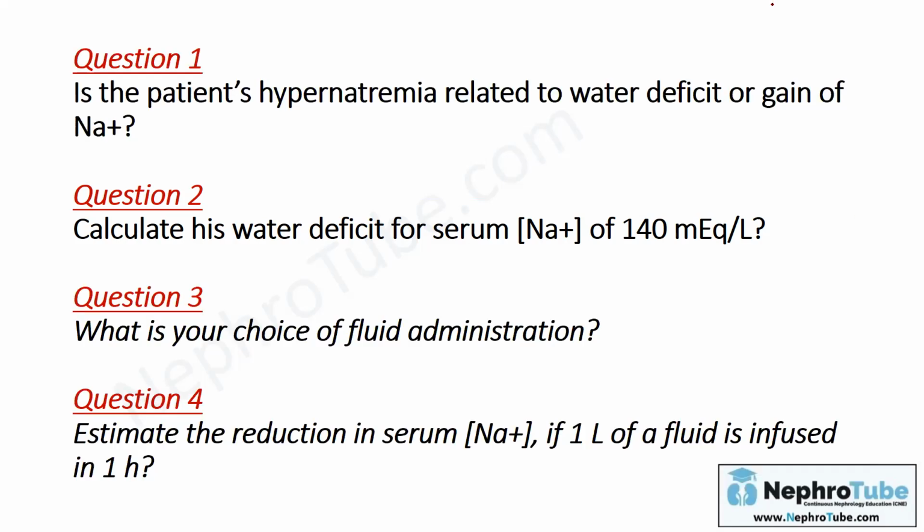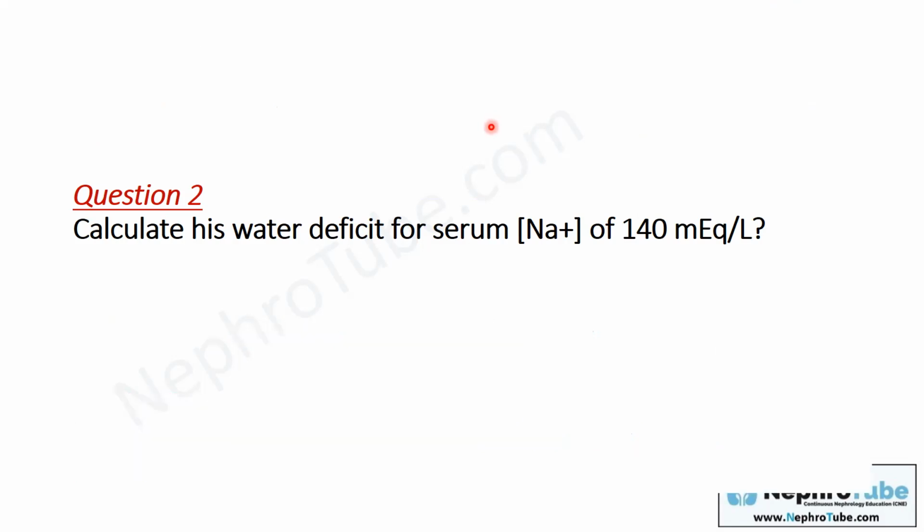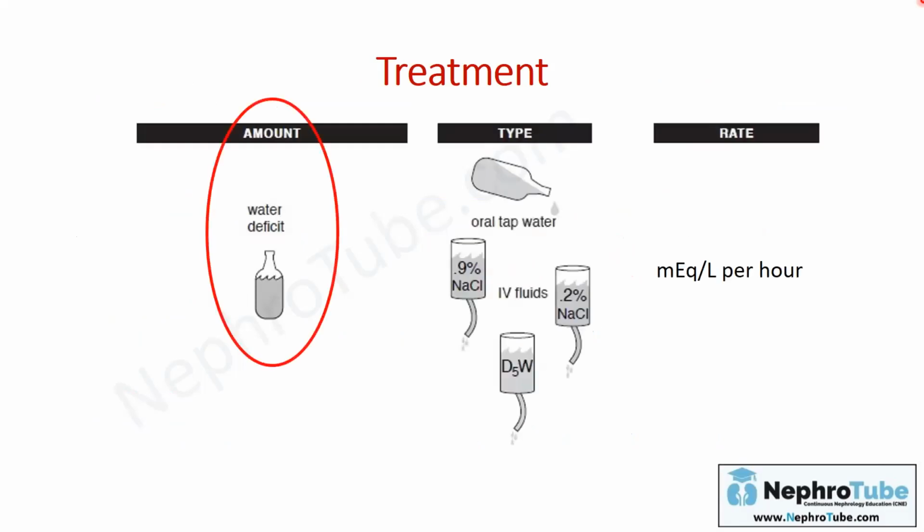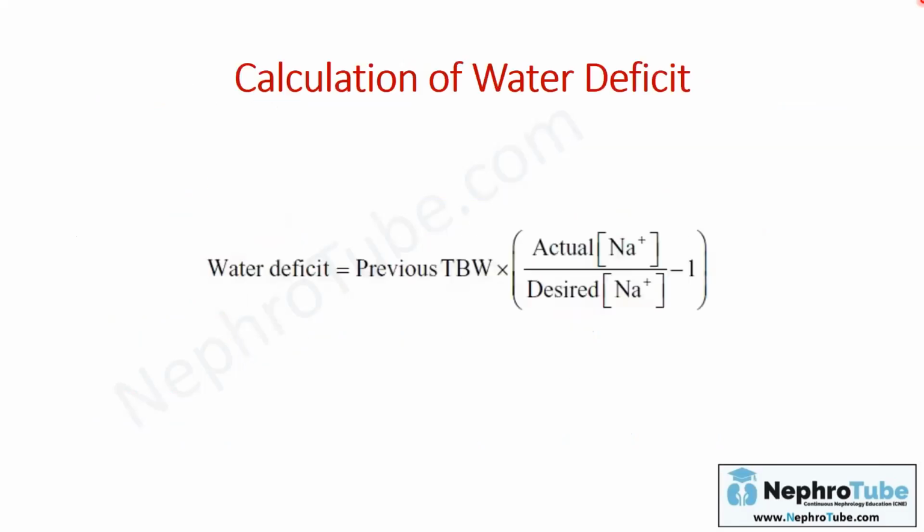And by the way, if the hypernatremia is related to water deficit or gain of sodium, in both cases we will treat mainly by increasing the water intake of the patient. So we have to calculate the water deficit of this patient. How much water he needs to correct his hypernatremia to 140 milliequivalent per liter. So now we want to know the water deficit of the patient.